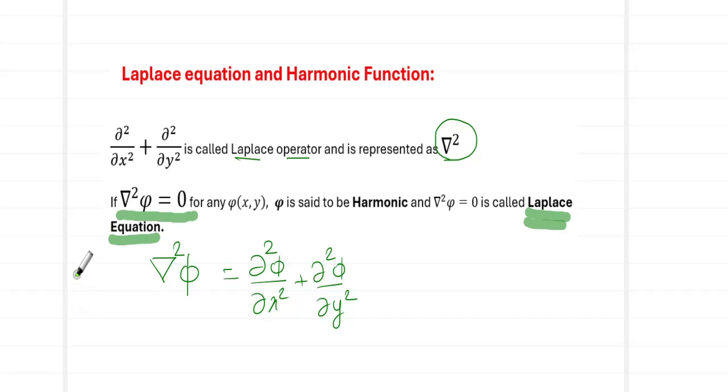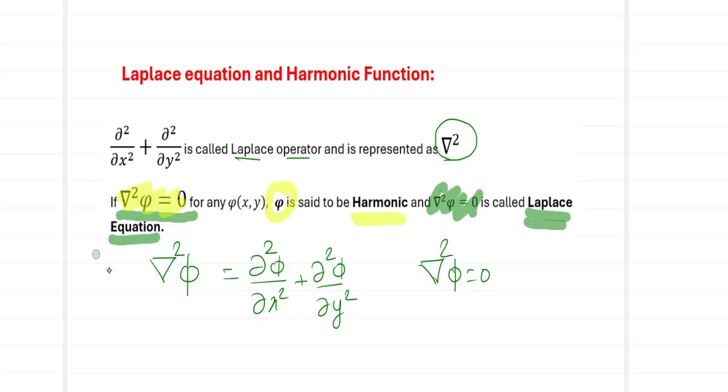So what is meant by a Laplace equation? A Laplace equation is one that is given by ∇²φ = 0. Now this function φ which is satisfying the Laplace equation is called by the name harmonic function. So this function φ which is going to satisfy this Laplace equation is referred to by the name harmonic function.